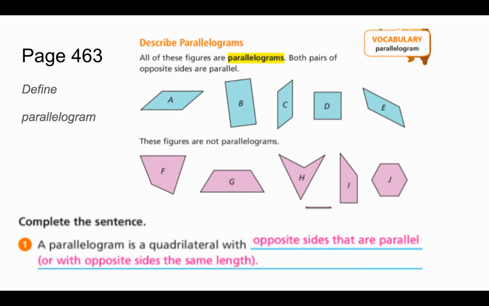You might see some opposite sides parallel, but what makes it a parallelogram is that it has two pairs of opposite sides that are parallel. That's why J, for instance, is not a parallelogram, or G. The opposite sides are parallel for one pair, but not for the other. So write your definition. A parallelogram is a quadrilateral with opposite sides that are parallel. The opposite sides have to be the same length.